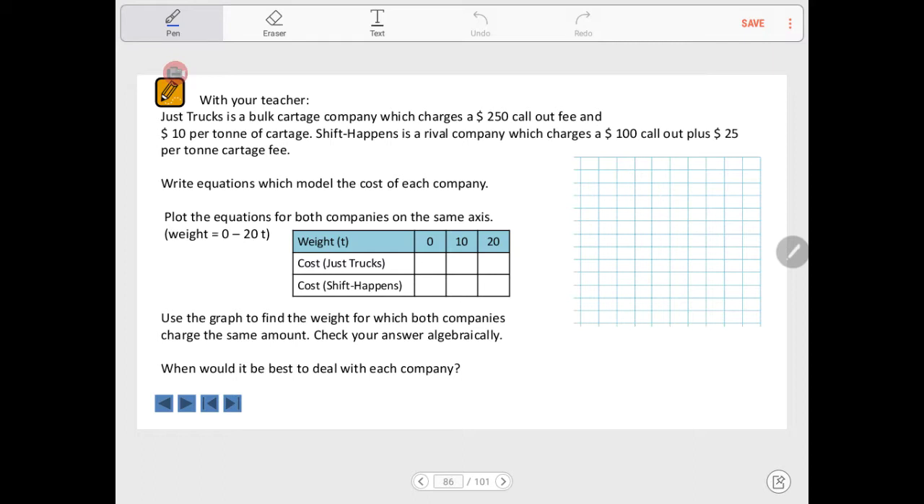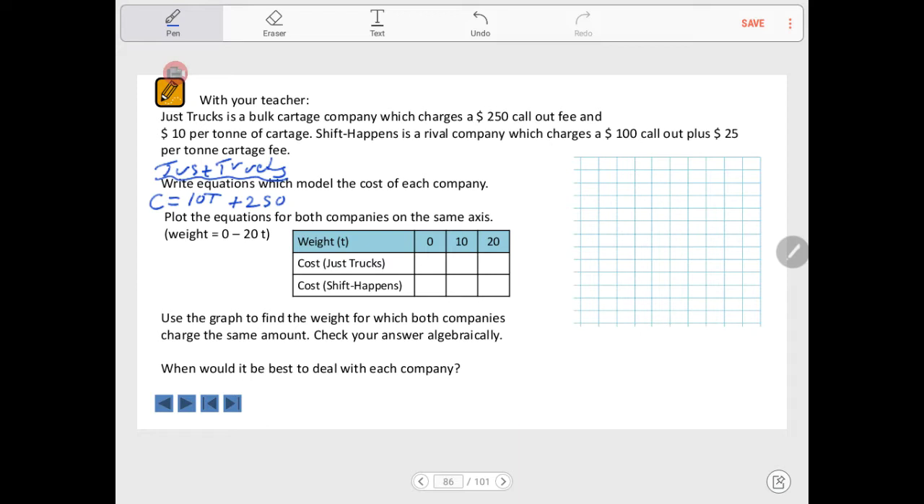Now, they have different charging structures. Okay, so let's write an equation for Just Trucks. I'll put a heading up here because we're going to do the equation just underneath this. So Just Trucks has a charge of $10 per tonne of cartage. So 10 times the number of tonnes, we'll put T for tonnes, plus $250.